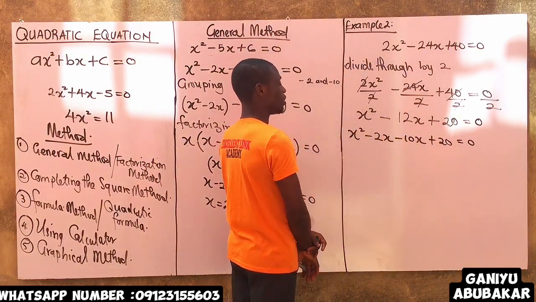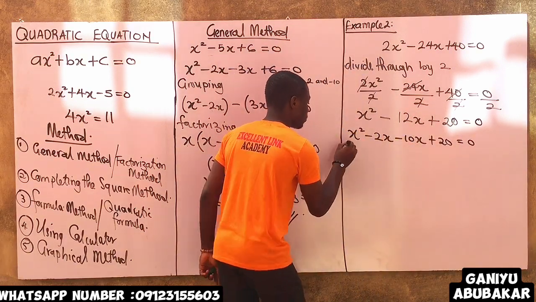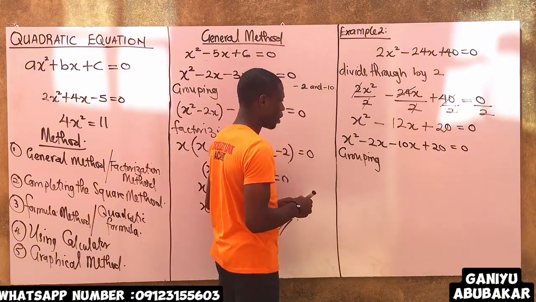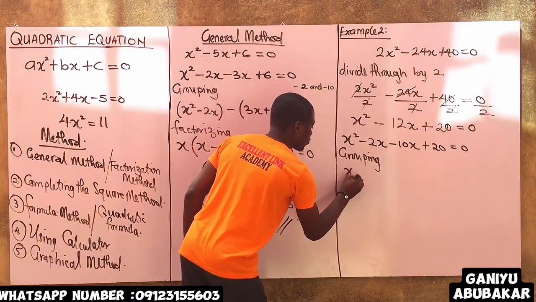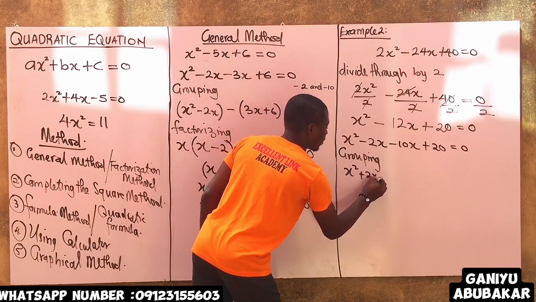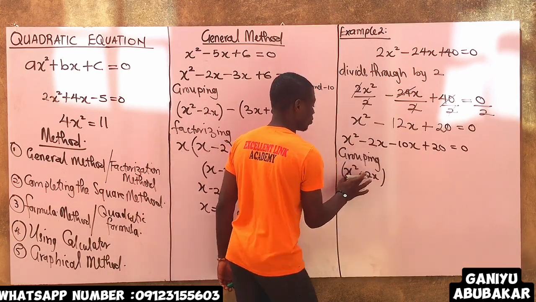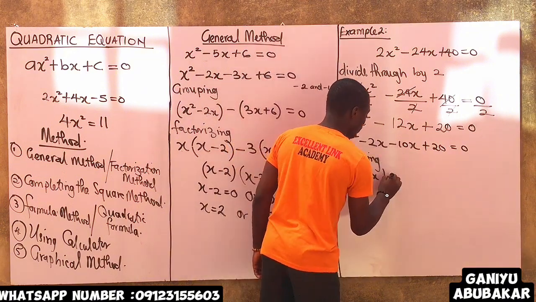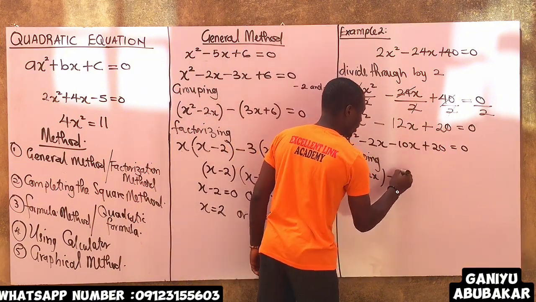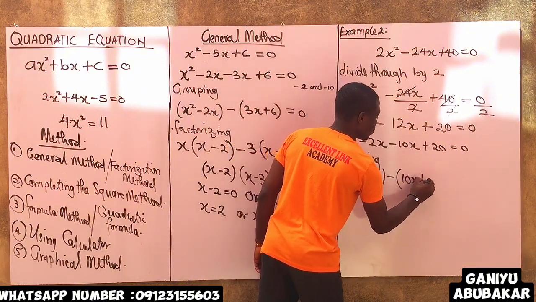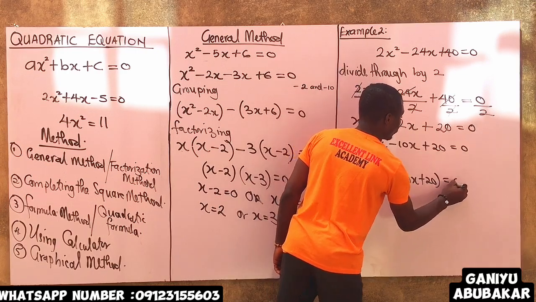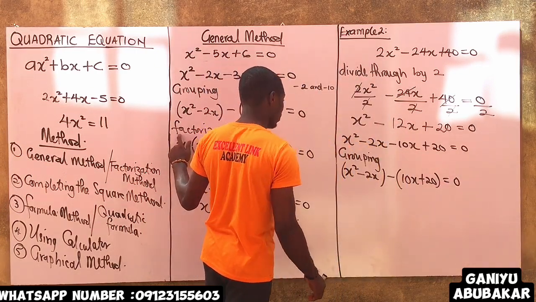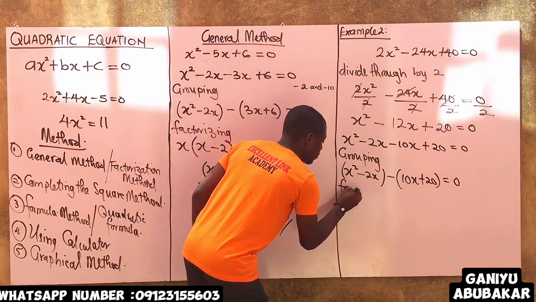At this point, we said grouping. So from here, I'll start with my grouping. I have x squared minus 2x first, pick this one first. I have a minus sign here, pick these two together, that's 10x plus 20 being equal to 0. We said from here, I'll start with factorizing.